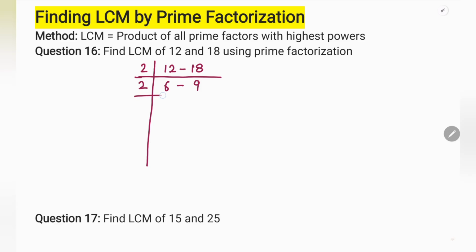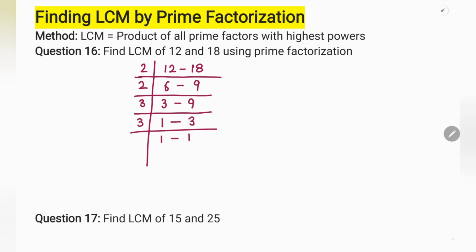Now, what is 6 divided by 2? You will say 3. Is 9 divisible by 2? No. Then you will write 9 as it is. Now, is any of the numbers divisible by 2? No. So we will come to another prime factor, that is 3. Now divide with 3. 3 divided by 3 is 1. 9 divided by 3 is 3. If any of the numbers is divisible by 3, we will divide with 3 only. 1 will come as it is, and 3 divided by 3 is 1.